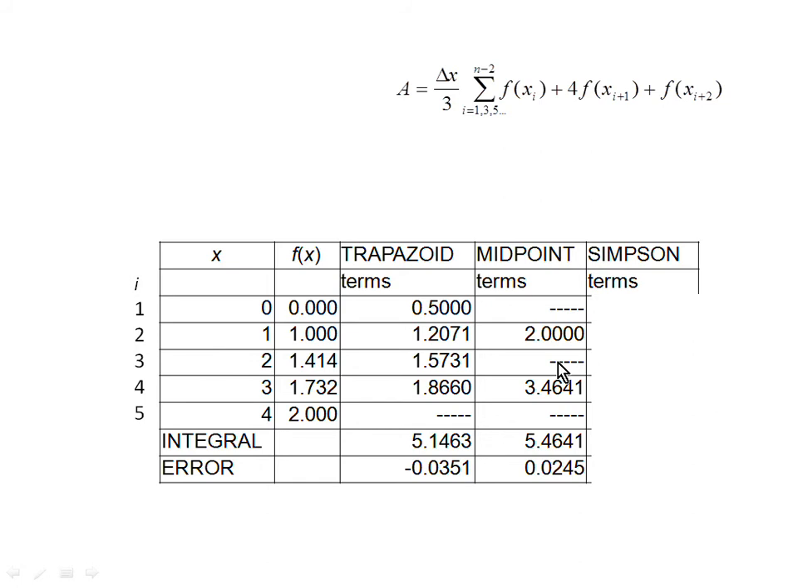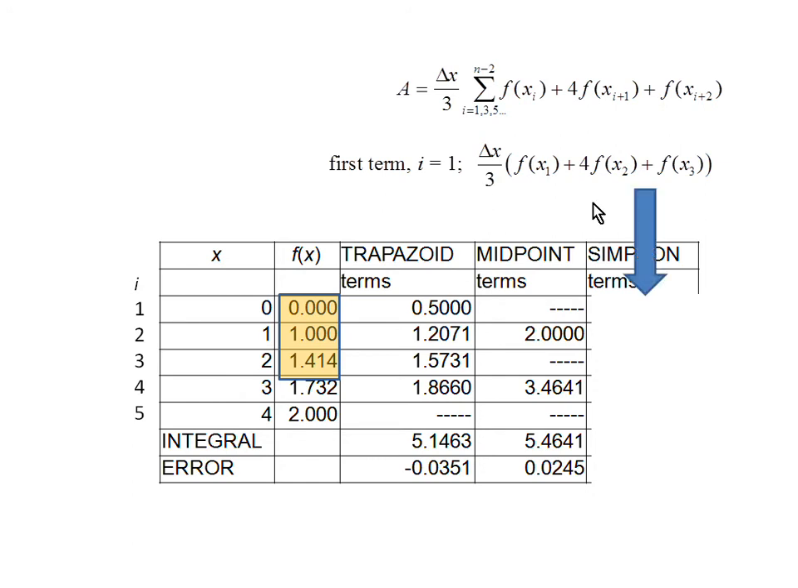Okay, so for the Simpson method, similar approach. This is the composite Simpson method, and we have a first term where we substitute I equals 1 in here, and that says to use these 3 terms, which would be these terms here, and take that term plus 4 times that term plus that term times delta x, which in this case happens to be 1, and divide by 3. And when we do that, the first term is 1.8047.